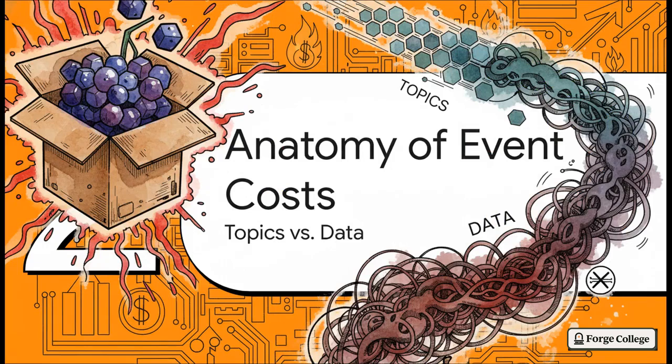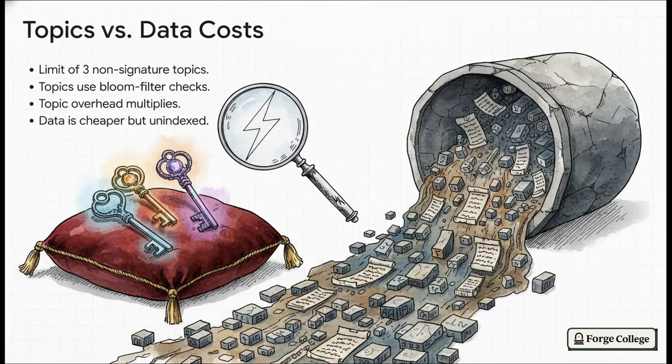To really grasp why the grape-in-a-box method is such a disaster, let's move to Section 2, Anatomy of Event Costs, focusing on topics versus data. When you write to the blockchain, what are you actually paying for? Well, your event data is split into 2 distinct categories: topics and data. Topics are your indexed parameters. They're stored using Bloom filter fast checks, which makes them lightning fast to search and filter off-chain. But that speed comes at a high premium.